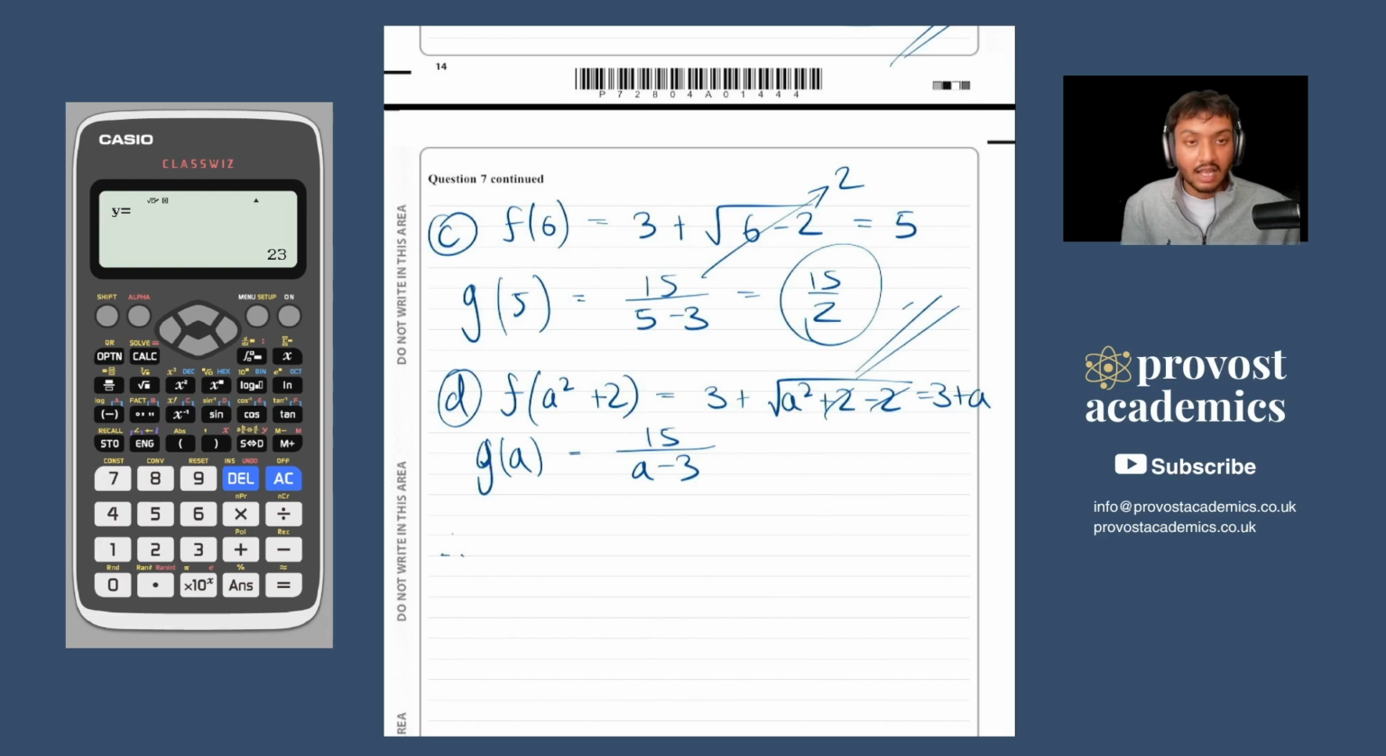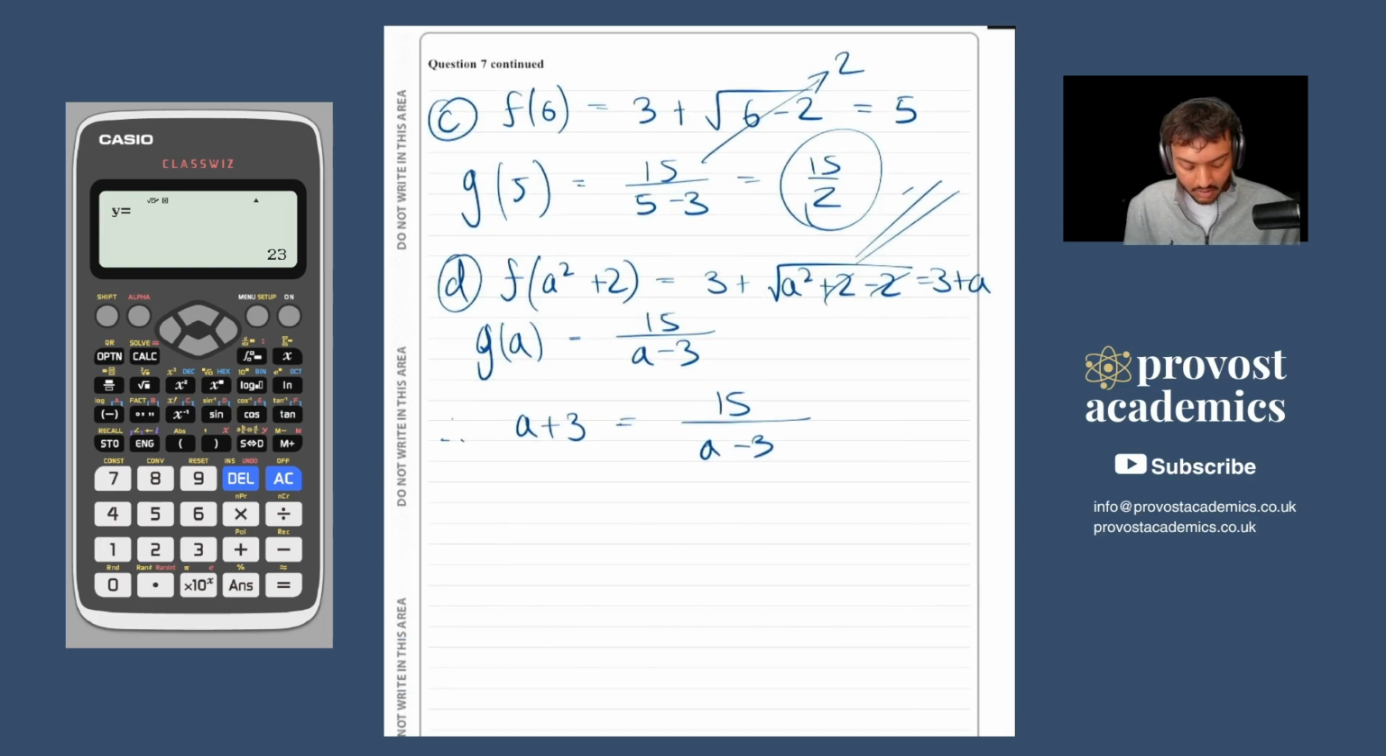So if we're saying that these two expressions are equal to each other, so that'll be 3 plus a, and I'm going to quickly write this as a plus 3, and you'll see in a second why I'm doing that. Because I'm going to cross multiply by a minus 3. So I get (a plus 3)(a minus 3) equals 15, and this looks like completing the square, right? So not completing the square, difference of two squares.